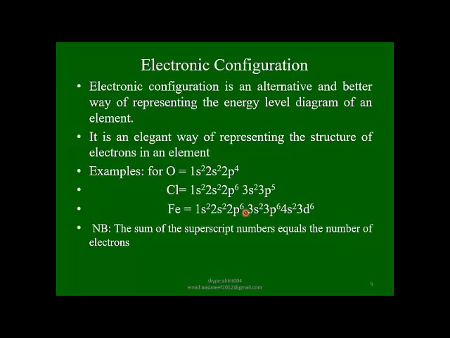So the same thing with iron. 1s2, 2s2, 2p6, 3s2, 3p6, 4s2. So after this we have 20 electrons. And iron is 26, so the other 6 can be put here, 3d, because 3d comes after 4s. We should note that the sum of the superscript numbers equals the number of electrons. If we count all the superscripts, 4, 2, and 2, making 8. If we add them together, making 8, it's equal to the number of electrons in neutral oxygen, 8. 17 is chlorine, 26 is iron.